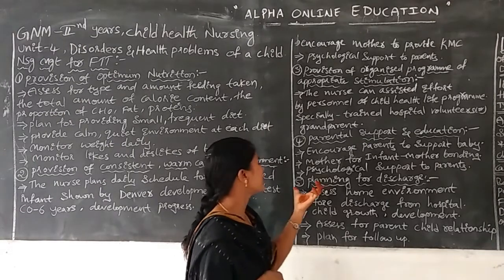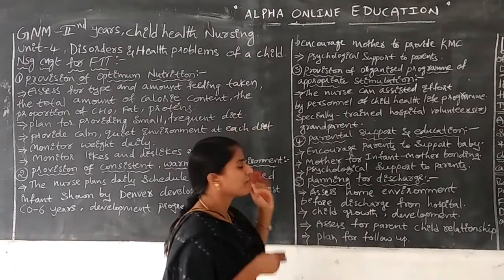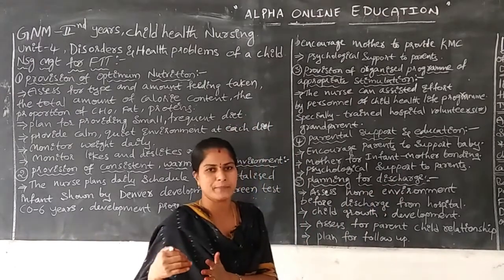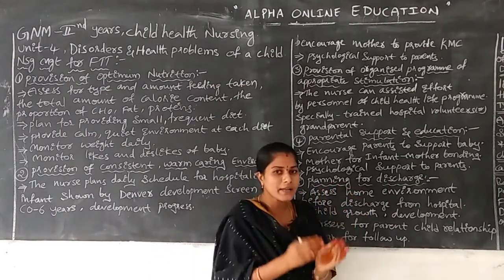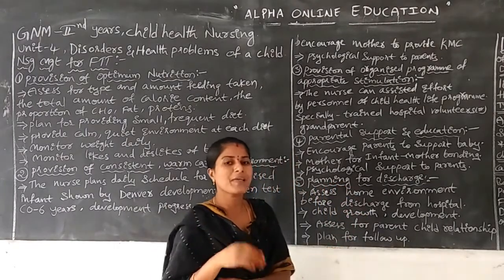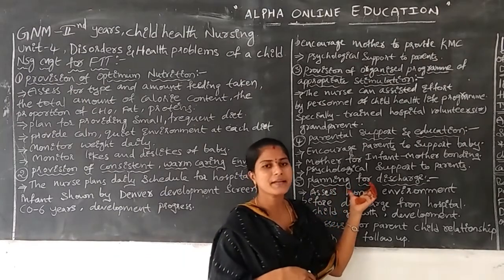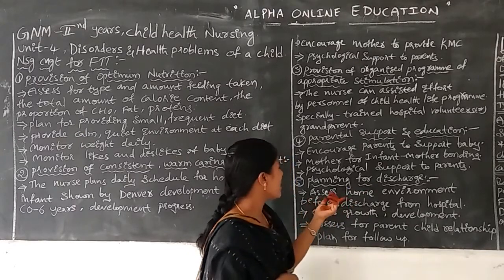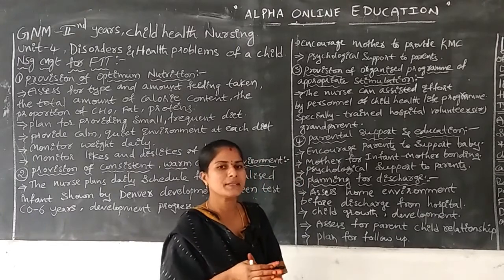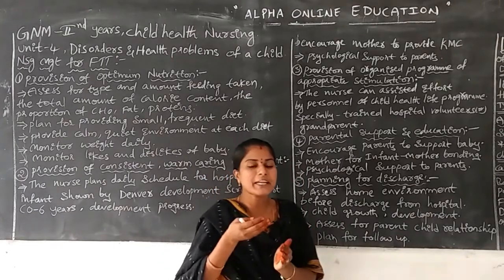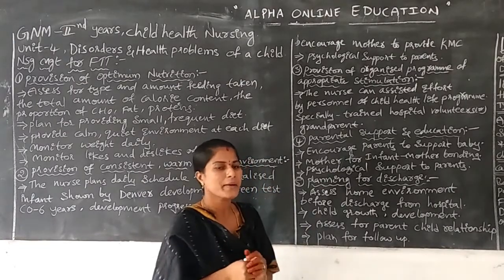Next, the fifth one, planning for discharge. In the fourth step the infant should have recovered somewhat better. In this fifth step, the infant should be discharged from the hospital. Before discharge planning, as a nurse we have to assess the home environment. What is their home environment? Whether sufficient needs are available in the home or not will be assessed before discharging the infant.